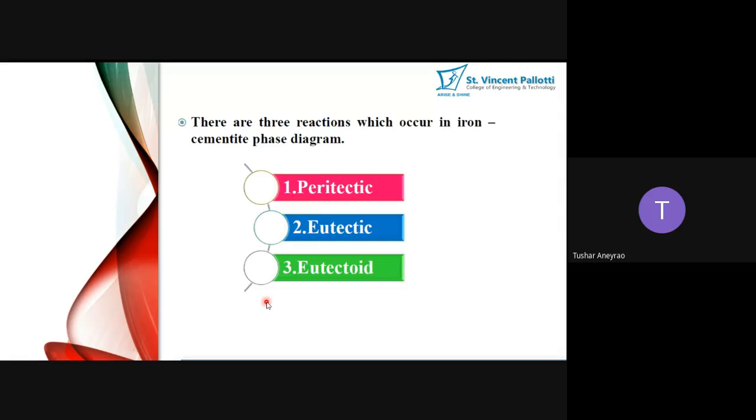Liquid is getting converted into alpha plus beta, correct? Gamma is getting converted into alpha plus beta, correct? So these are the three reactions.